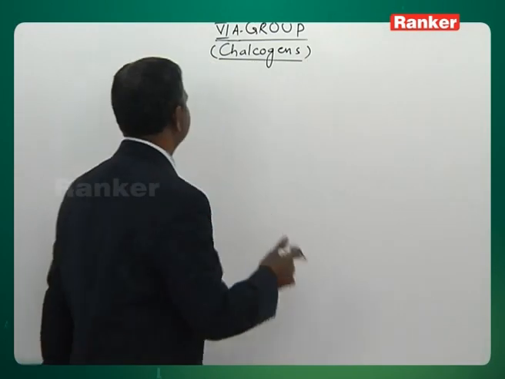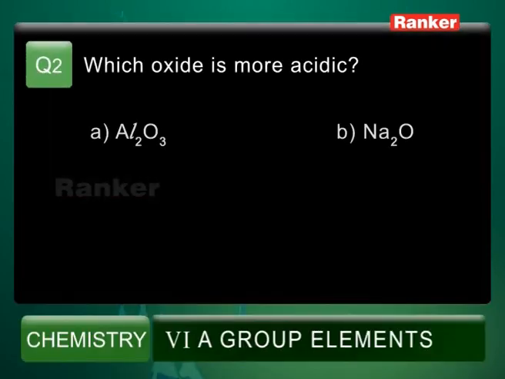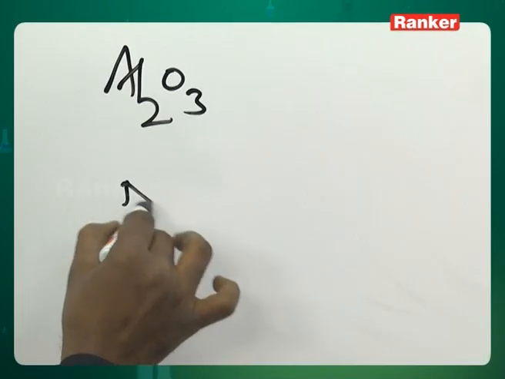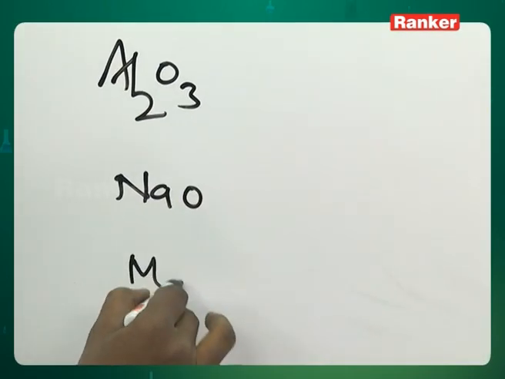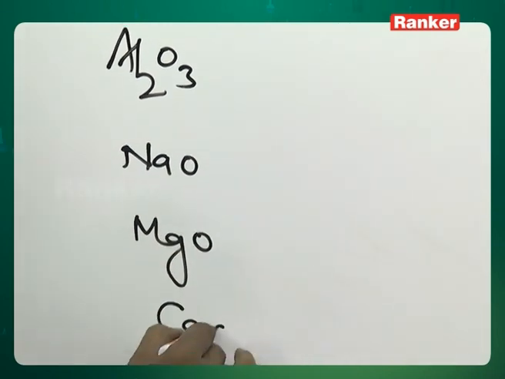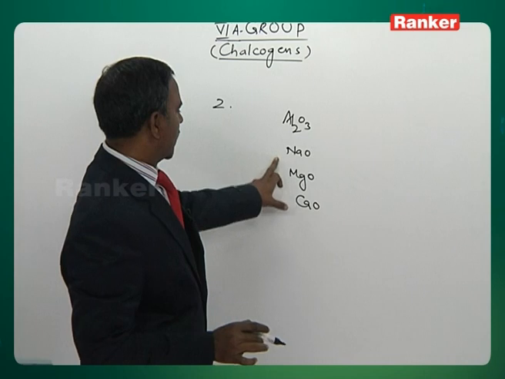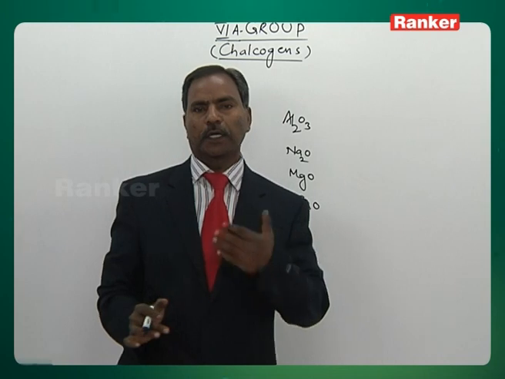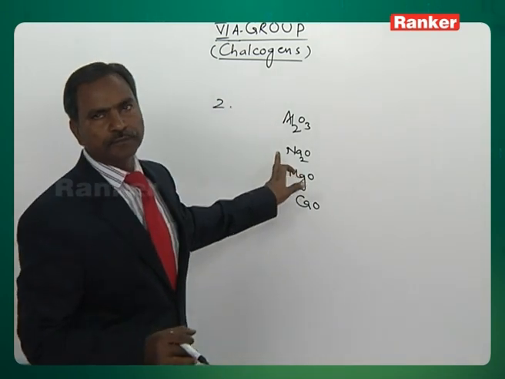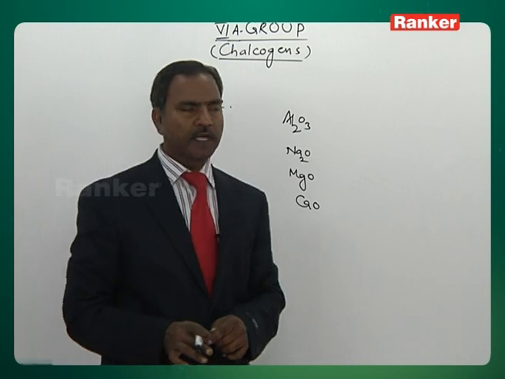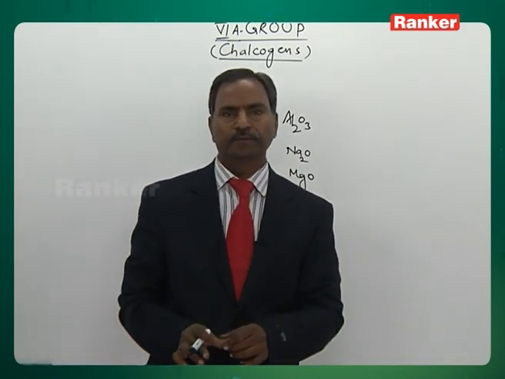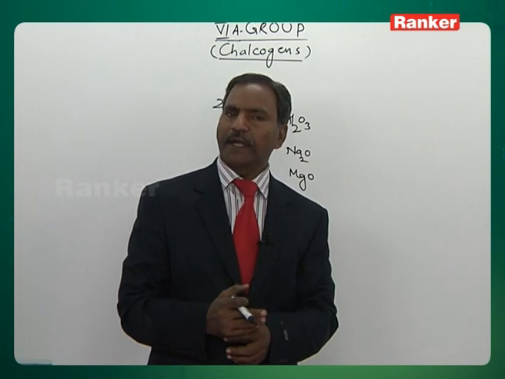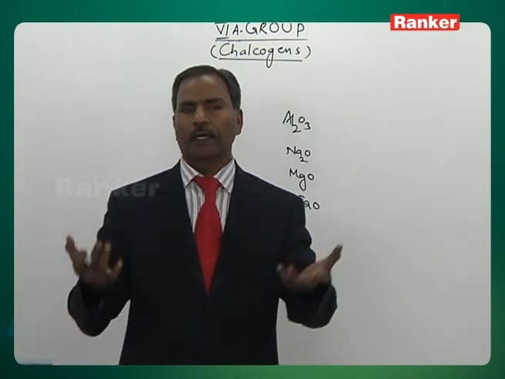Question number 2. Which oxide is more acidic? Option A, Al2O3. Option B, Na2O, MgO and CaO is given. Well known to you, sodium, magnesium, calcium belong to what? Sodium is an alkali metal, and the remaining are alkaline earth metals. Yes, their oxides are what? Strongly basic. Therefore, sodium monoxide, magnesium oxide, calcium oxide are strongly basic.